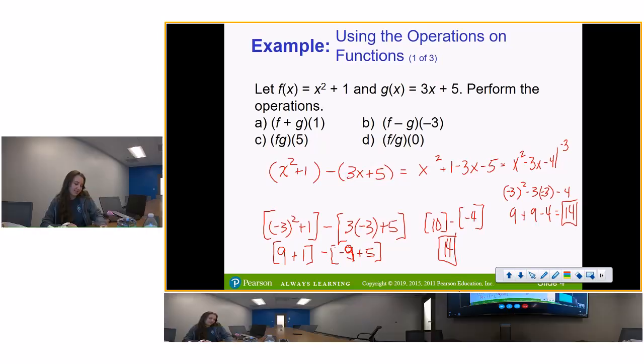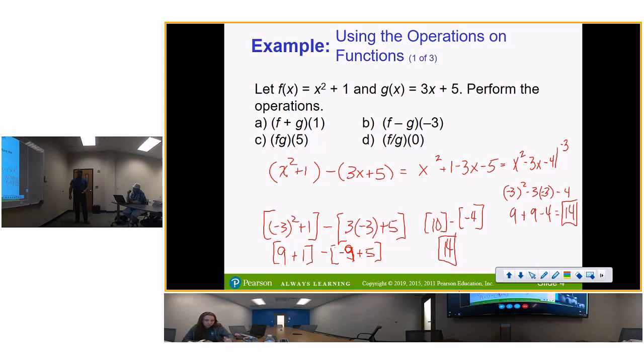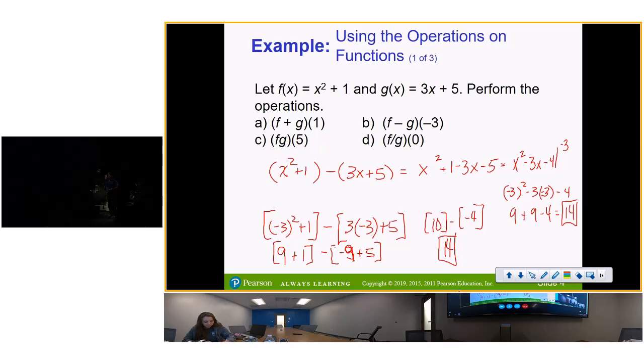All right, now you try the last two. Try f times g of 5, and then try f divided by g of 0.